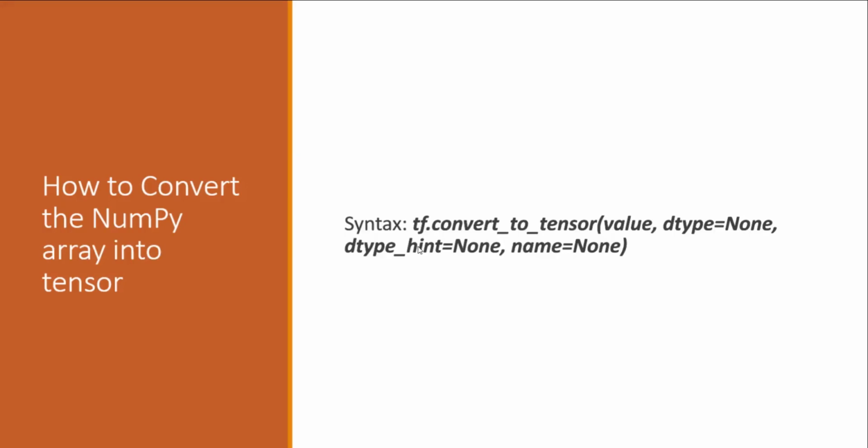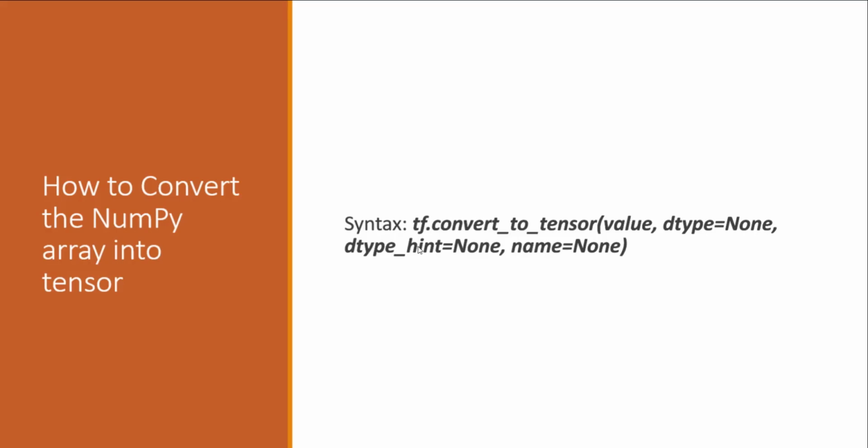Now we will discuss how to convert the NumPy array into a tensor. For this, we are going to use tf.convert_to_tensor. Basically this method is used to convert a NumPy array into a tensor, and the distinction between a NumPy array and a tensor is that tensors, unlike NumPy arrays, are supported by memory such as a GPU. They have a faster processing speed. So now we will discuss the syntax of tf.convert_to_tensor.